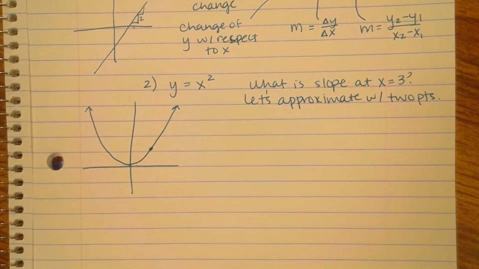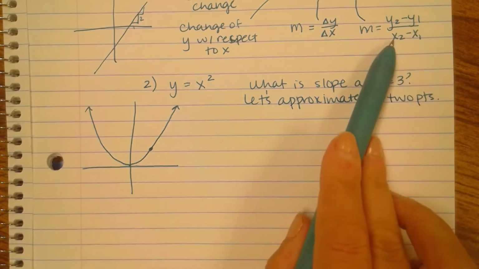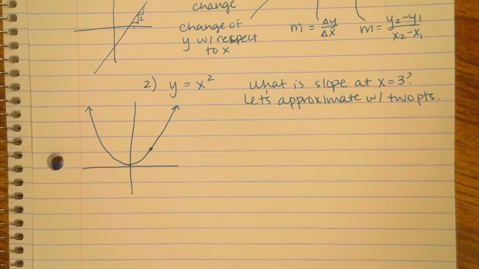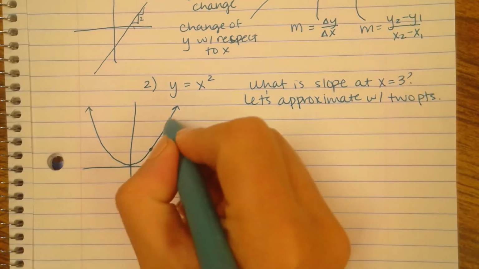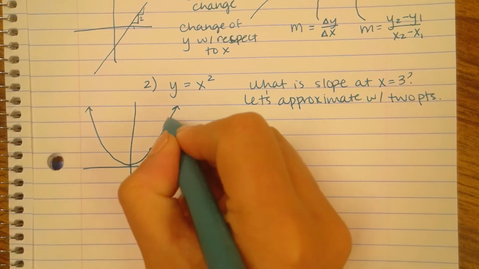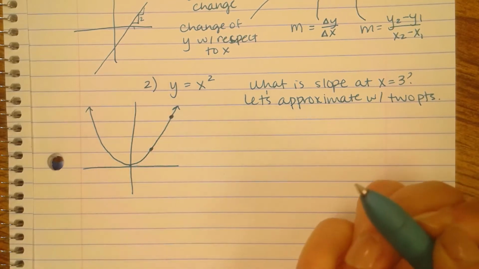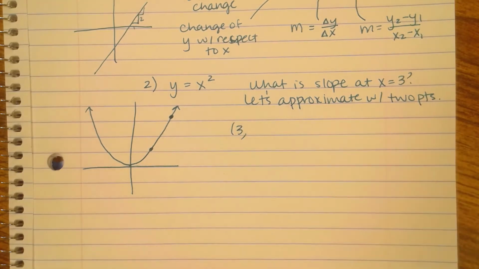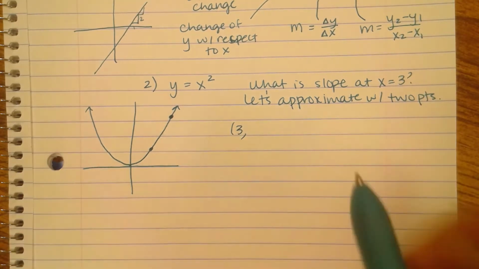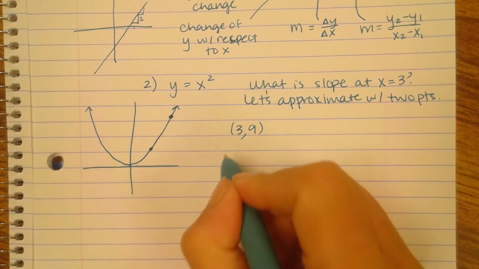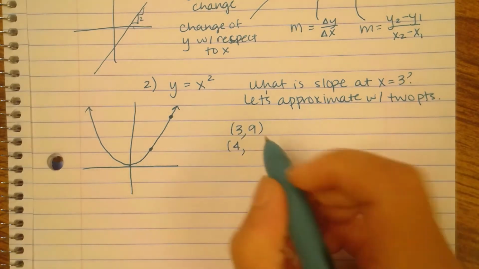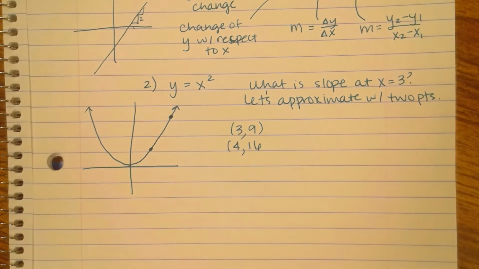We all agree that to find slope, I can use two points in this formula, y2 minus y1 over x2 minus x1, this delta y over delta x. So if I pick another point, say at x equals 3, and then another point up here, which we'll call x equals 4, my first point is x equals 3, and I evaluate it into the function, so that should be (3, 9). The second point is x equals 4, and if I evaluate that into the function, I get 16.